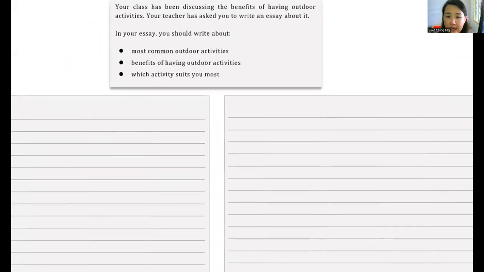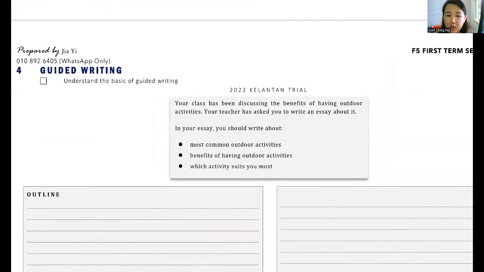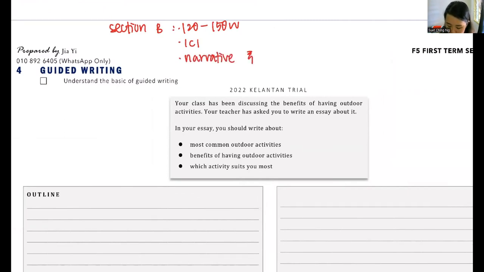Okay, now let's take a look at the guided writing here. I want to touch base on everything. Guided writing here is essentially section B, 120 words to 150 words. Choose one section between narrative and expository. Sounds fancy, but essentially it is a story or factual.